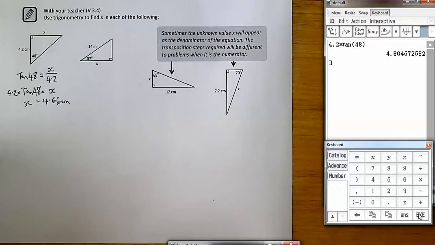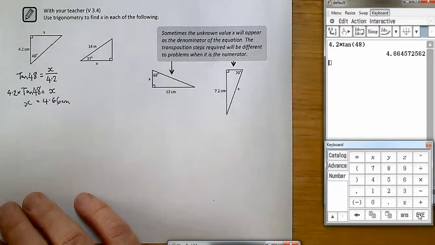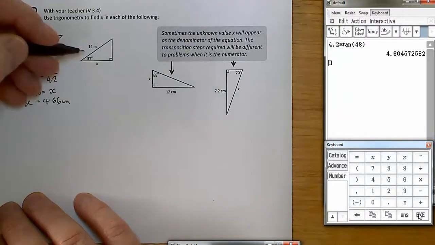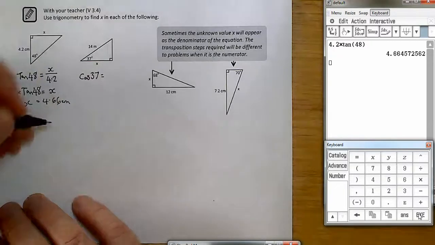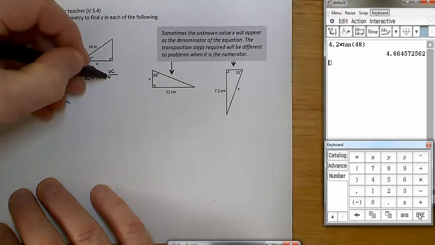Let's do another, and try to notice that I'm using this algorithmic stepwise approach. The first step, which sides are involved? In this case it's going to be the adjacent and hypotenuse. So I look at my trig ratios and ask which of those three trig ratios connects together the adjacent and hypotenuse. It's the cosine ratio. That means, as far as this question is concerned, the cosine of this angle, the cosine of 37, is equal to the adjacent side, that's x, over the hypotenuse, 14.